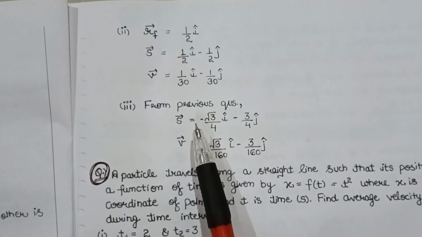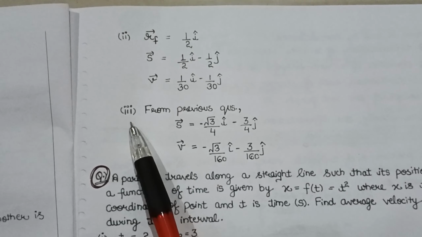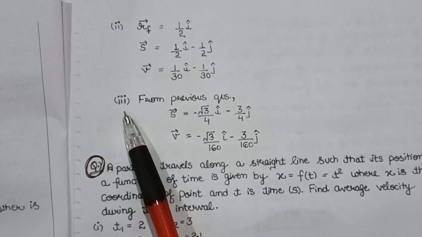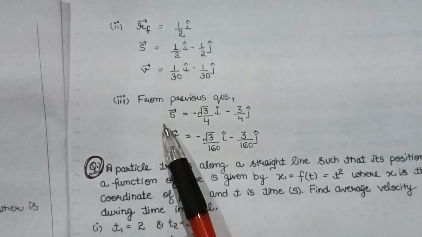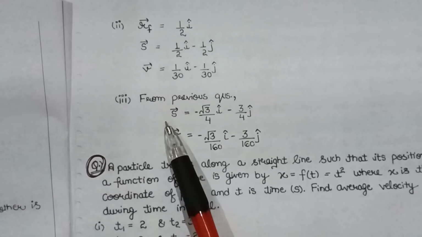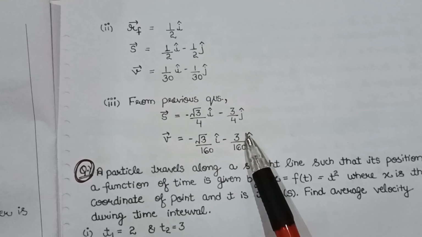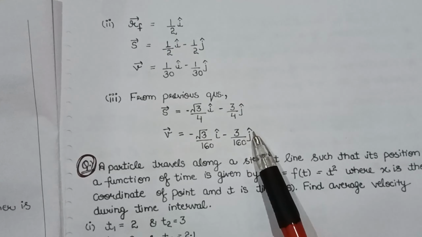Now, in the third question, we have to find average velocity of the tip in 40 seconds. From the previous question, displacement vector is equal to minus of under root 3 by 4 i cap minus 3 by 4 j cap. Therefore, average velocity is equal to minus of under root 3 by 160 i cap minus 3 upon 160 j cap.